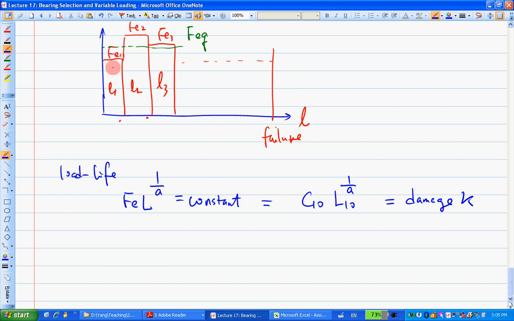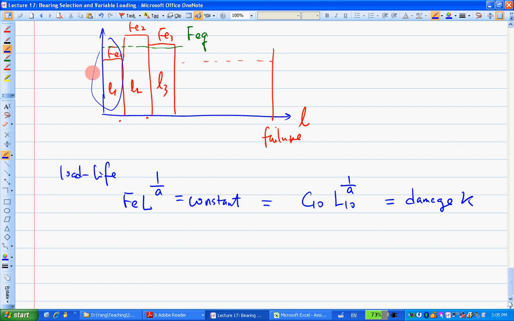Similarly, if I come back to this graphic here, right now your subject bearing is FE1 under L1 number of revolutions, correct? So in this case, the bearing is not failing yet, right? It's not failing. Still okay, right? However, it should cause a certain kind of damage, right?